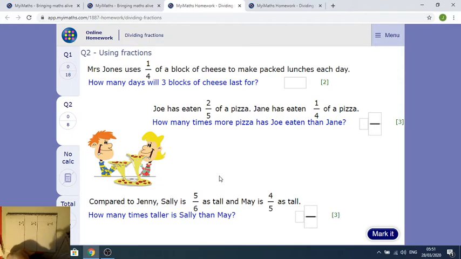And then compared to Jenny, Sally is 5/6 as tall, but May is only 4/5 as tall. 5/6 is more than 4/5, so Sally is bigger than May. So it's asking you 5/6 divided by 4/5.